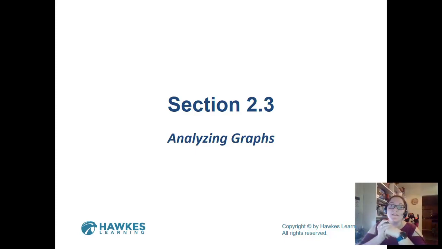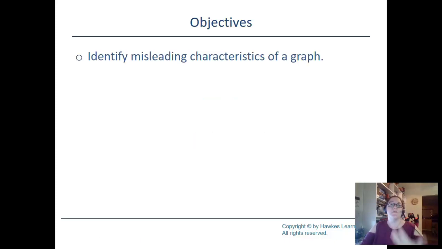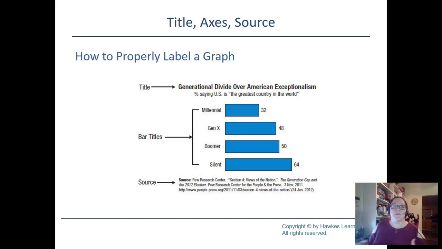Okay, so let's talk about section 2.3. Section 2.3 is all about analyzing those graphs. What we're going to learn as we analyze these graphs is we're going to look for misleading characteristics of a graph and the things that you want to pay attention to. So the first thing is how to properly label a graph.